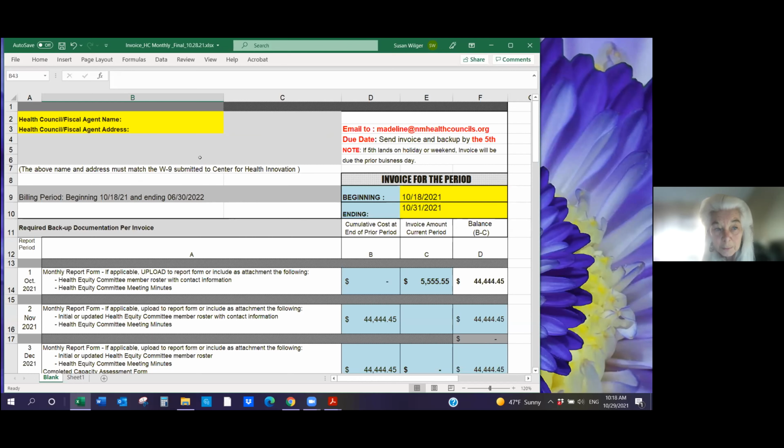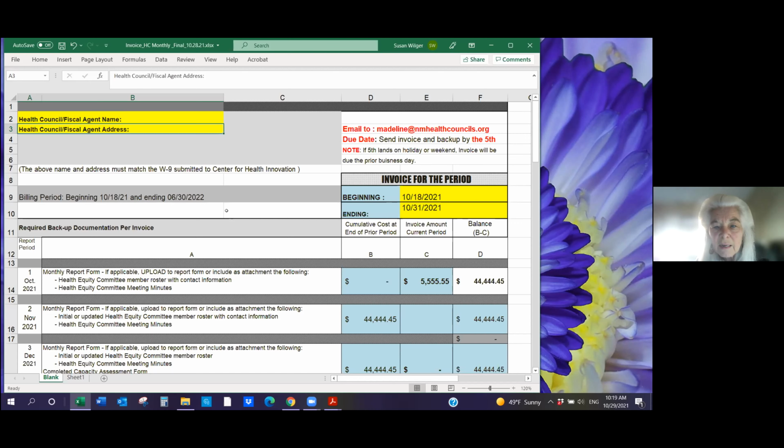CDC project. So when you fill out your invoice, you want to be sure that you put your health council's fiscal agent name. We need to know who the check is going to, and it should be listed up here, along with the address. And Madeline will make sure that that matches what Center for Health Innovation has on file. So this may be one of the things, if it doesn't match, she's going to return it to you because she cannot authorize it if it does not match what CHI has on file.